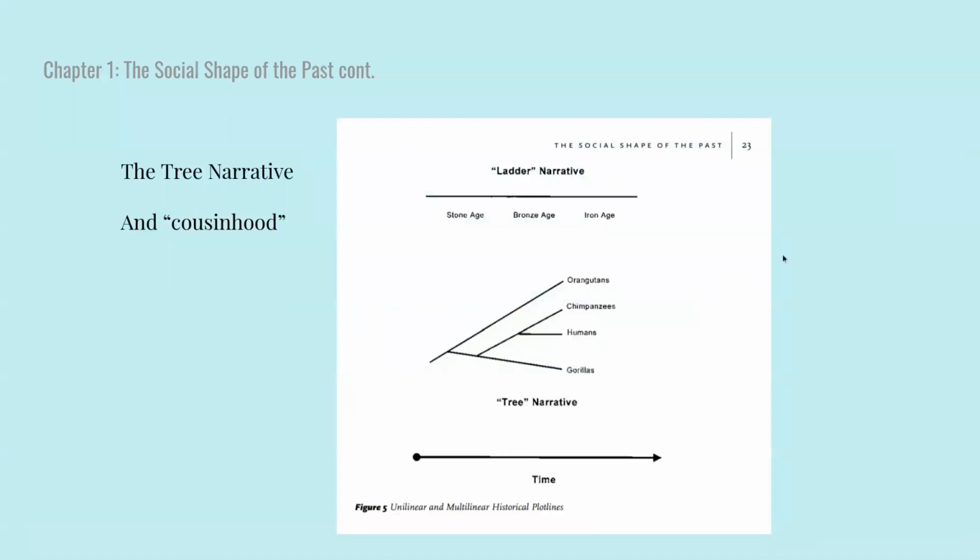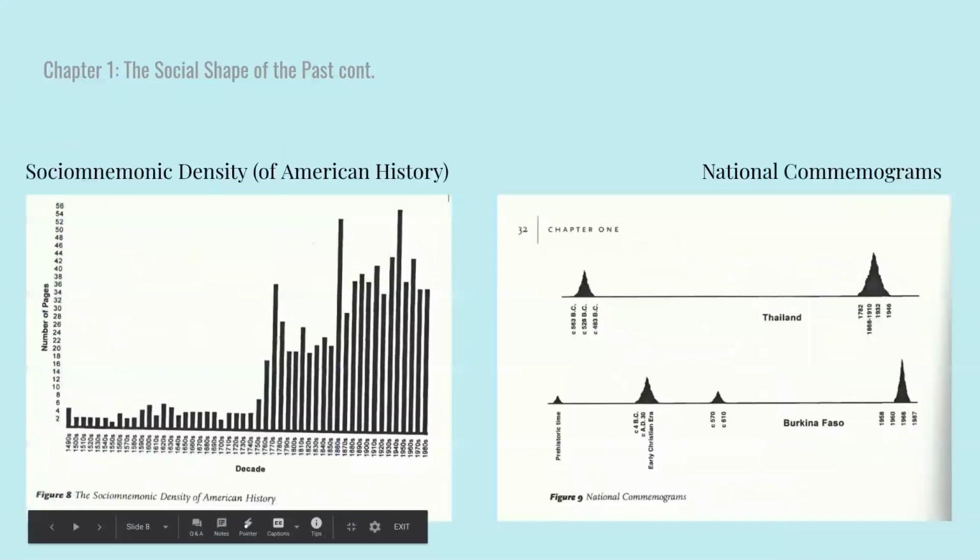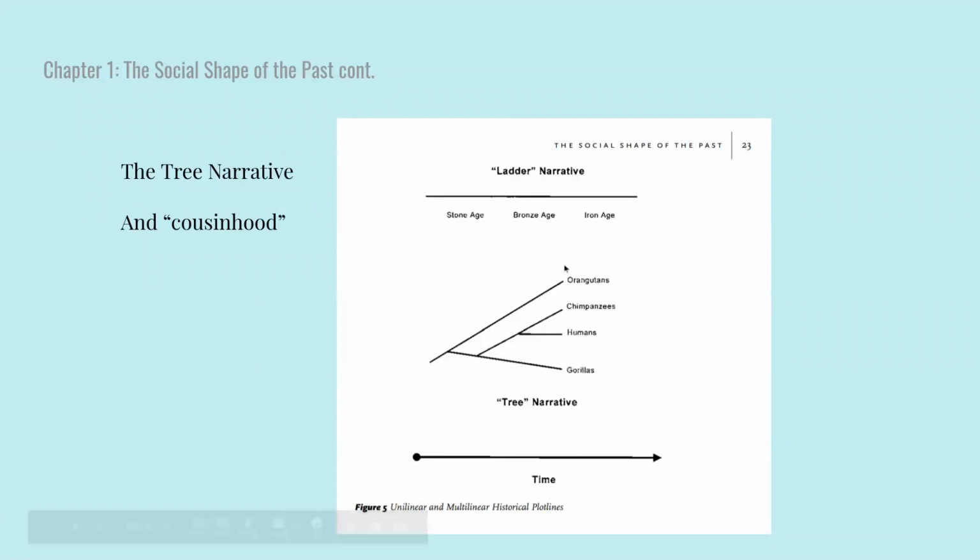And then we already talked about this tree narrative a little bit. This is like a cladogram. And the idea of cousinhood is that things that are at the same point in time on the cladogram are cousins to each other. So orangutans and chimps and gorillas would be our cousins as opposed to our ancestors, because they're not our ancestors. The common ancestors are all of our ancestors. That's the idea with cousinhood.